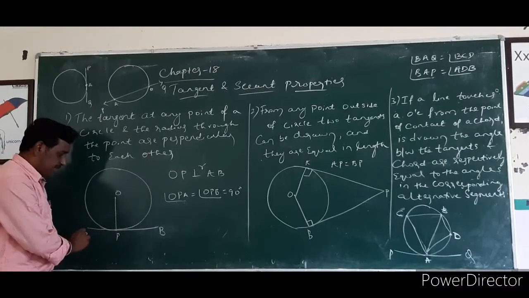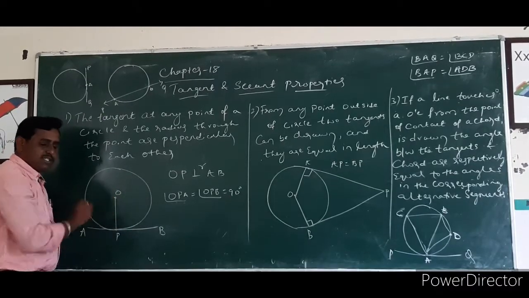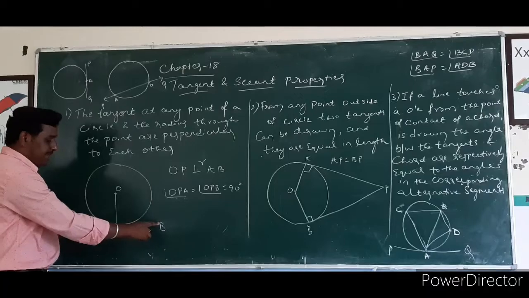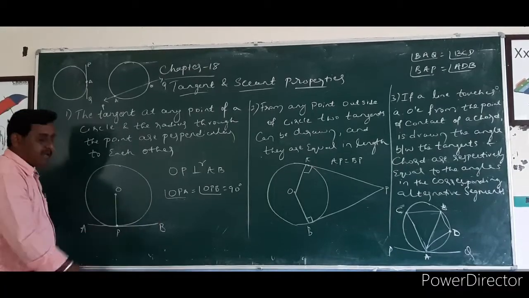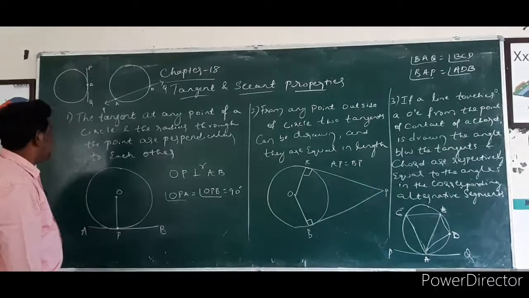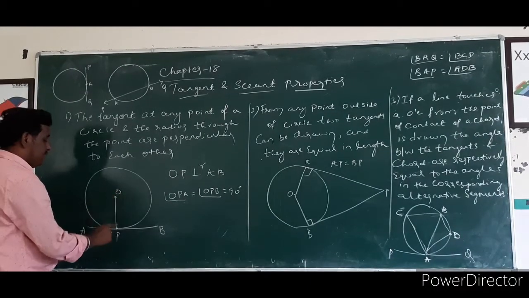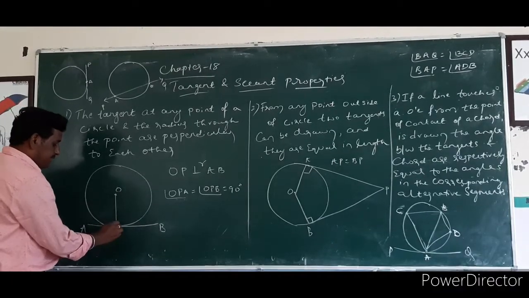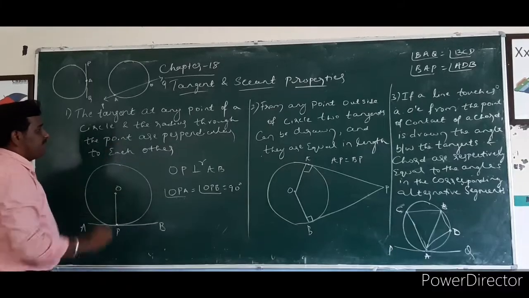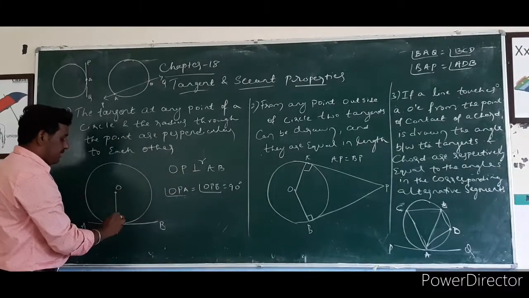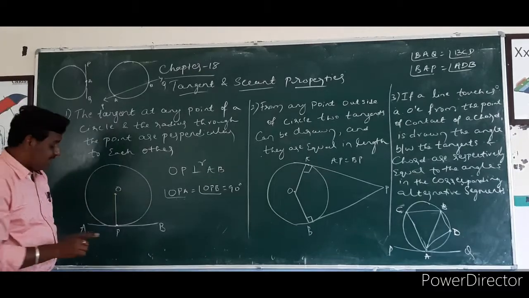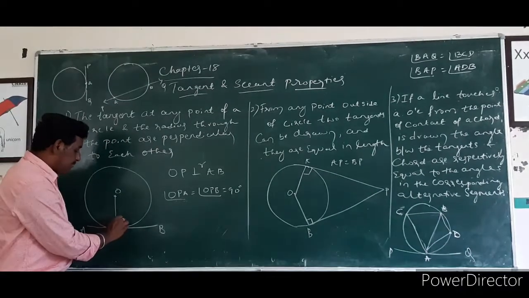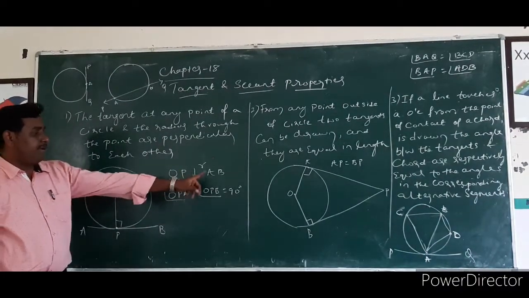Suppose I am taking a tangent and a circle, where O is the center of the circle, and AB is the tangent which touches the circumference at P. If you draw the radius, OP is the radius, and AB touches at point P. The first point says that they are perpendicular. When the radius of a circle meets the point of contact of the tangent, it is perpendicular. That means OP is perpendicular to AB.